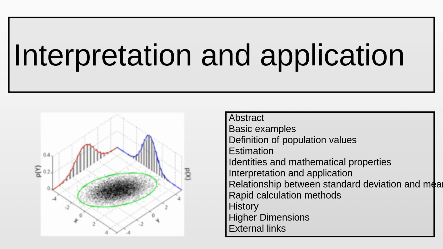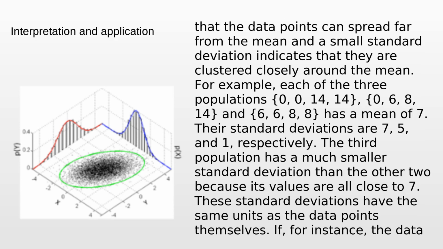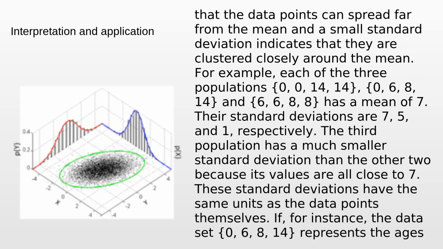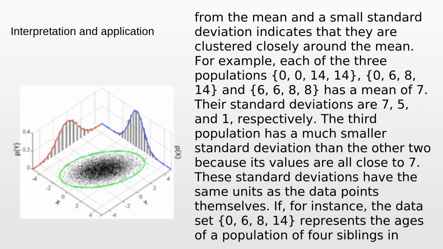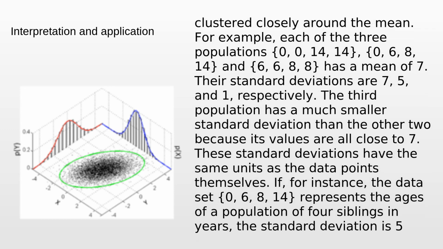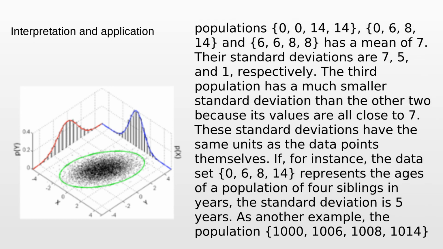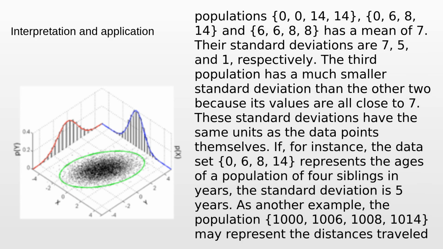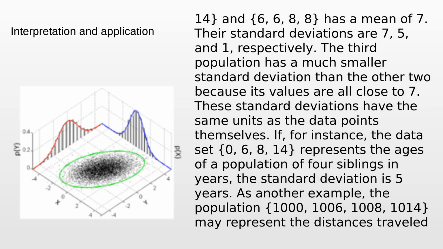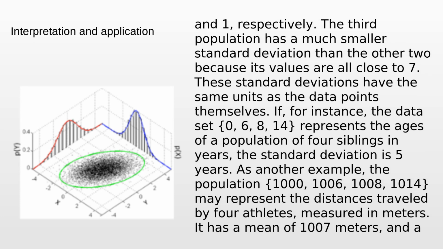Interpretation and application. A large standard deviation indicates that the data points can spread far from the mean, and a small standard deviation indicates that they are clustered closely around the mean. For example, each of the 3 populations {0, 0, 14, 14}, {0, 6, 8, 14}, and {6, 6, 8, 8} has a mean of 7. Their standard deviations are 7, 5, and 1.